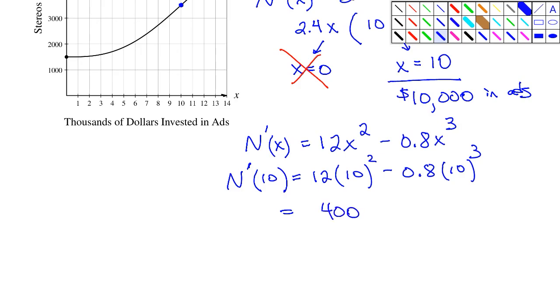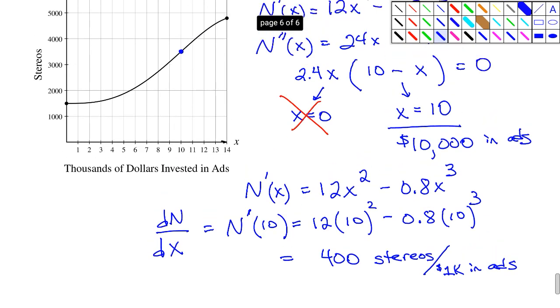Now the question is 400 what? Well, this is equivalent to dN/dx. And the N is stereos sold per, and the x represents thousands of dollars in ads. So that means for every $1,000 in ads, you're gaining an additional 400 stereos in sales at the maximum rate where the advertising is increasing your sales. That would be equivalent to this tangent line right here. If I can draw it, there it goes, right there, just like that.